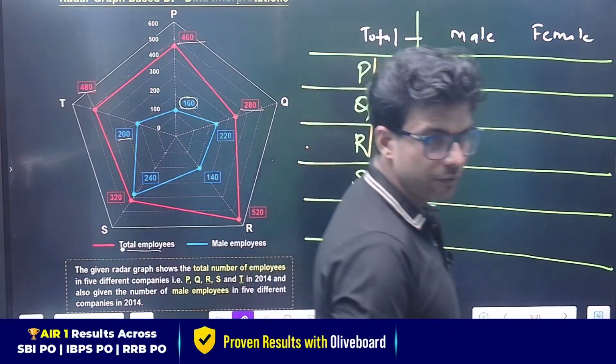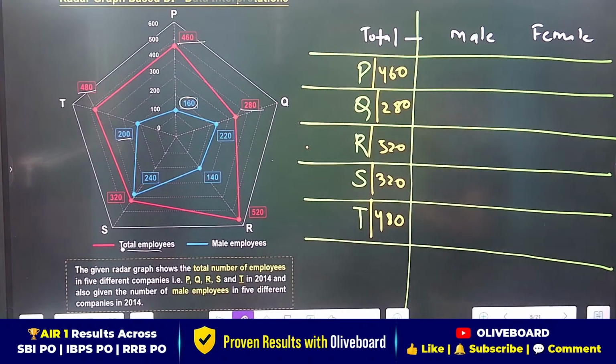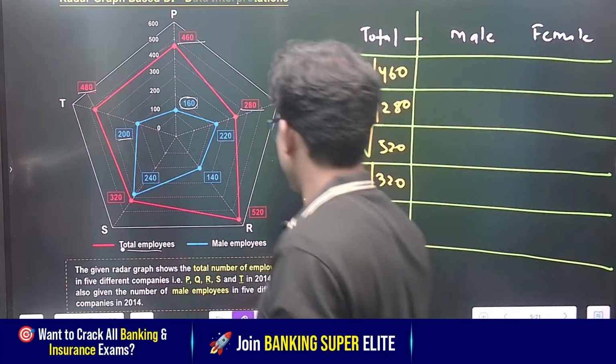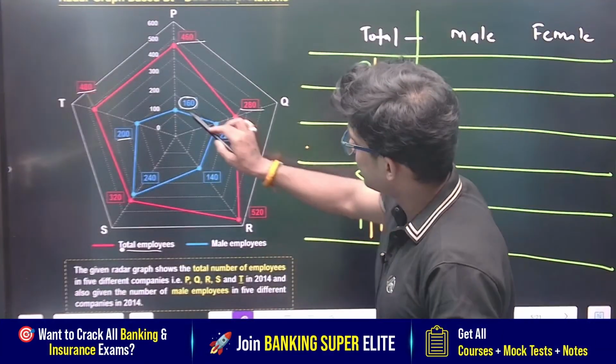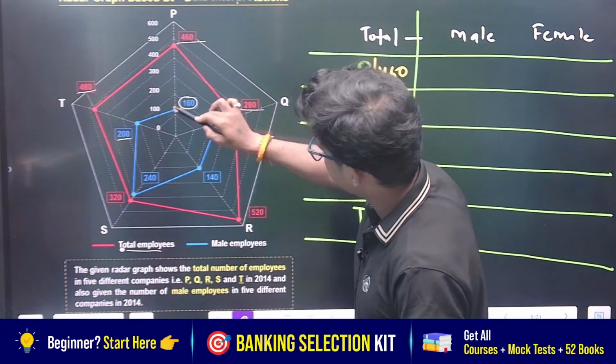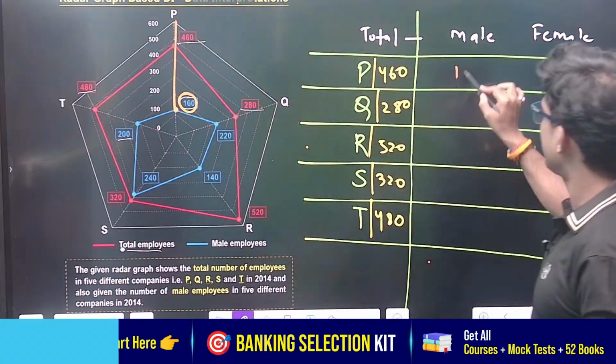Everyone, I'm just writing for all of you so that you can understand and it becomes very easy for you. Now they have given the male employee. So now how to look at this kind of radar DI? See, this is a P section. This is a P male employee, and P male we are having 160.